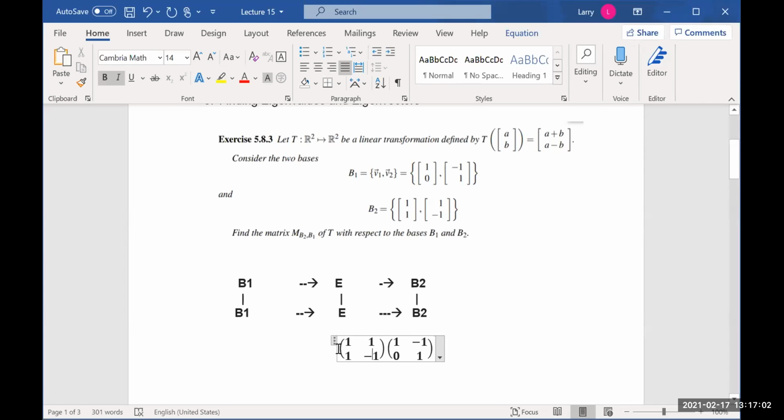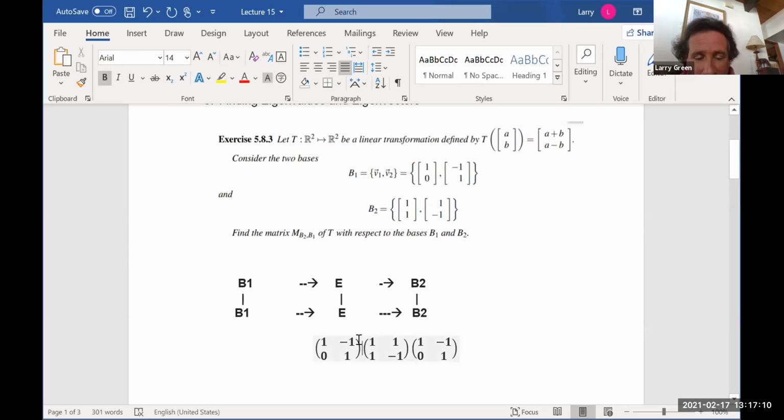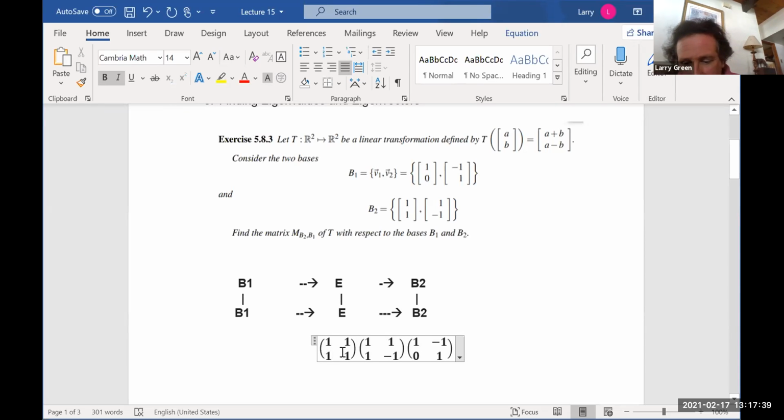No. Okay. Then since I've now gone from B1 to E on the bottom, now I need to go to B2. So the B2 matrix, to go from B2 to E, would be (1, 1), (1, -1). Is that clear? So that's just a note. So I'm going to type that in even though it's not right. So (1, 1), (1, -1). What's wrong with that?